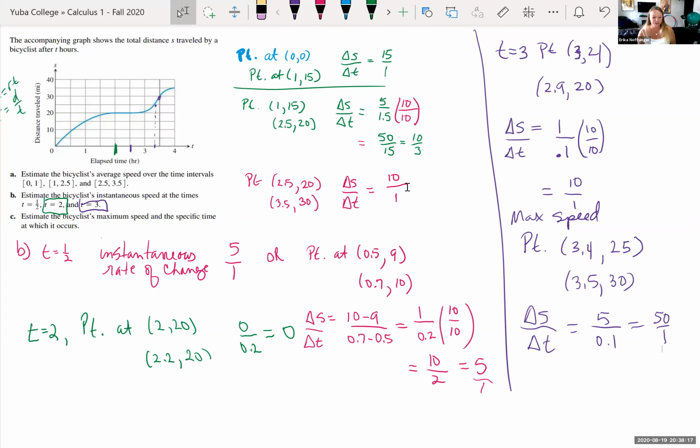So hopefully that example kind of tied some stuff together on the average rate of change versus instantaneous rate of change, which were the first topics that we looked at in this course. Any questions over that material? No, ma'am.